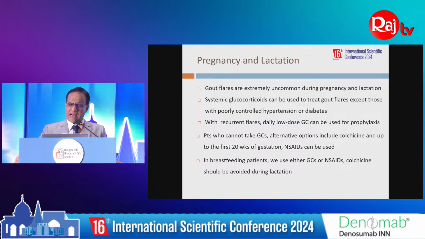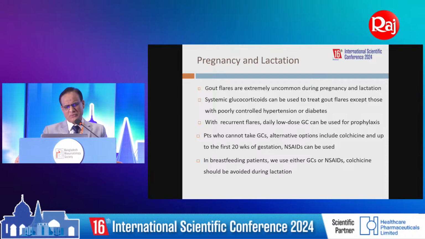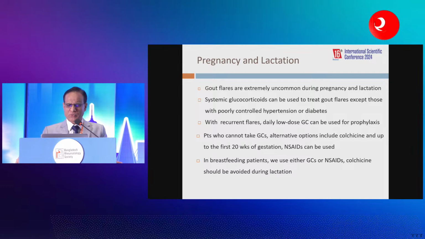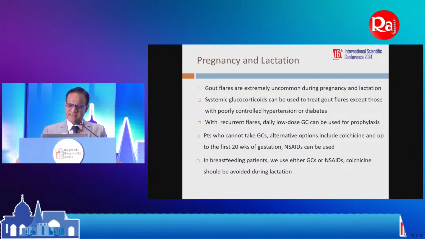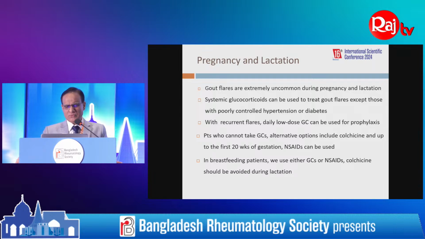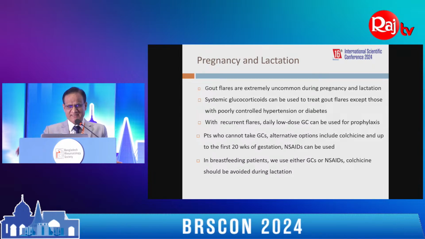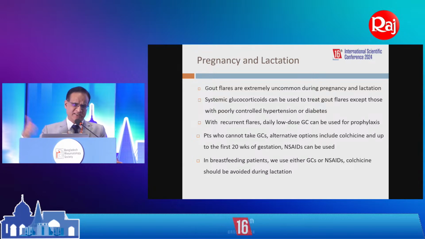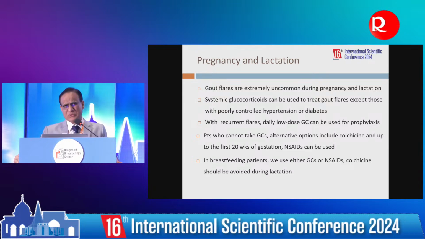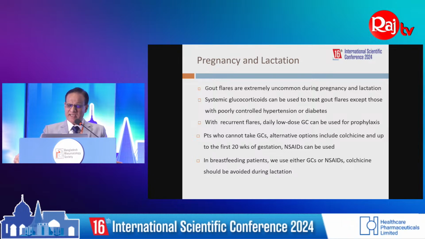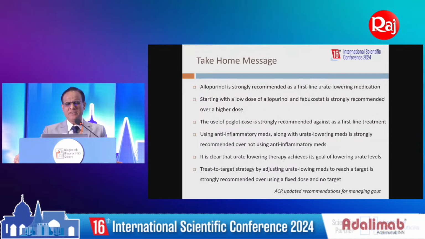For recurrent flares, a low daily dose of glucocorticoid can be used. For those who cannot take glucocorticoids, the alternative option is NSAIDs. During pregnancy up to the second trimester, we can use NSAIDs. In breastfeeding patients, either glucocorticoid or NSAID can be used; colchicine should be avoided during lactation.